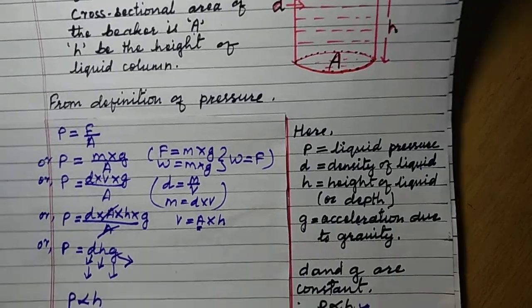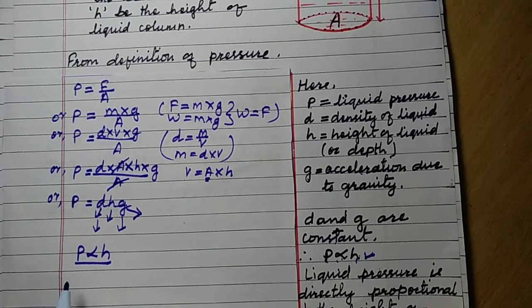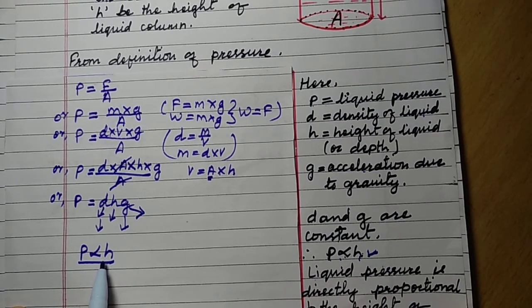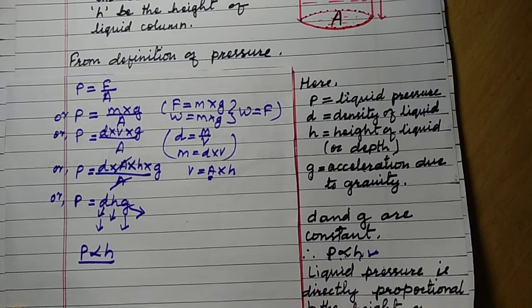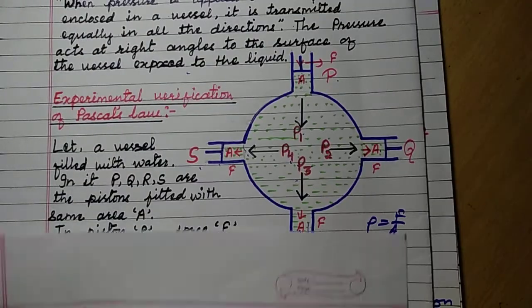That is why liquid pressure is directly proportional to height of liquid column or depth of liquid column. That means if height of the liquid column is more, pressure will be more. If height of the liquid column is less, pressure will be less. So this is liquid pressure.